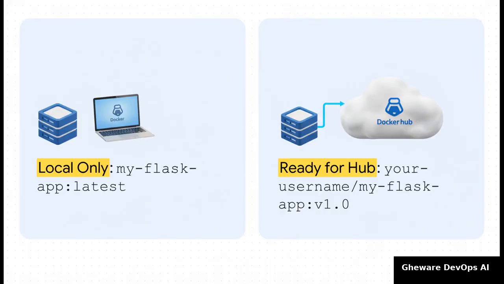This slide shows it perfectly. On your machine, your image might just be called my-flask-app. But to get it ready for Docker Hub, you have to add that username prefix, so it becomes brainupgrade/my-flask-app.